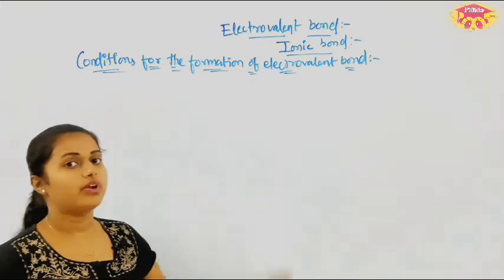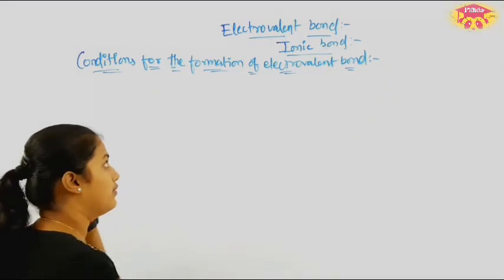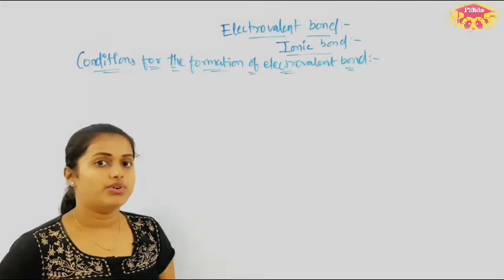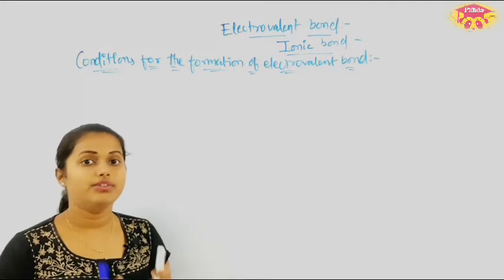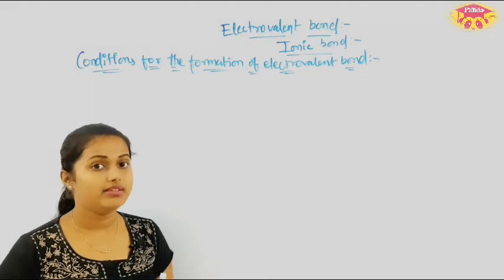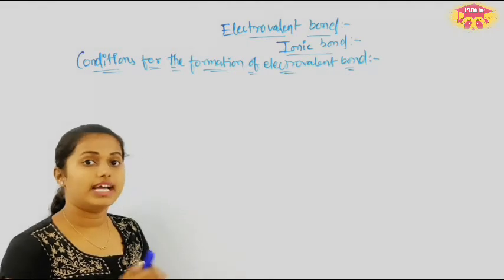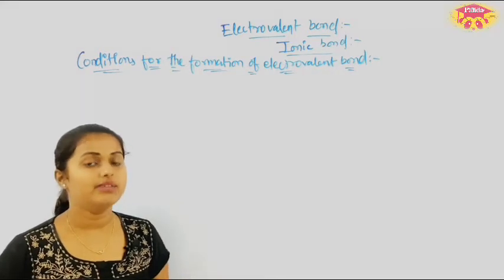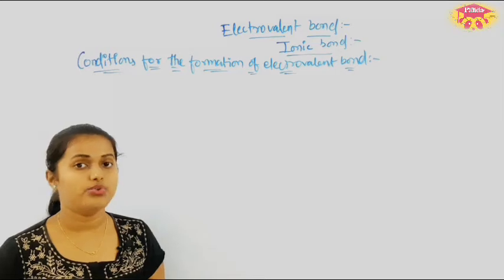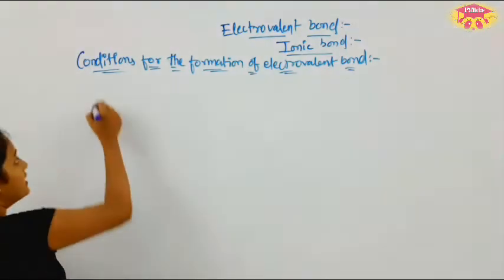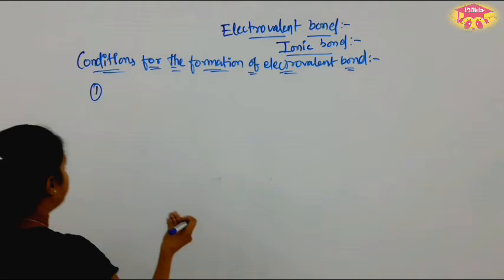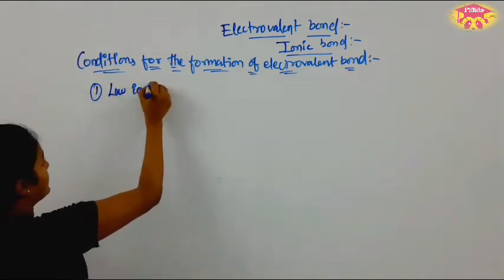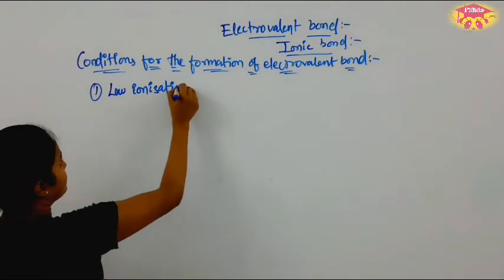Students, we are going to discuss the conditions for the formation of an electrovalent bond. How is the electrovalent bond formed? The electrovalent bond is formed when an atom accepts or donates an electron to form an ion. So the first condition is that an atom has low ionization potential.